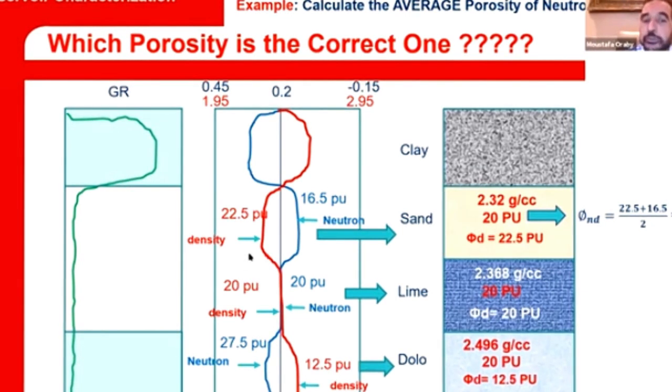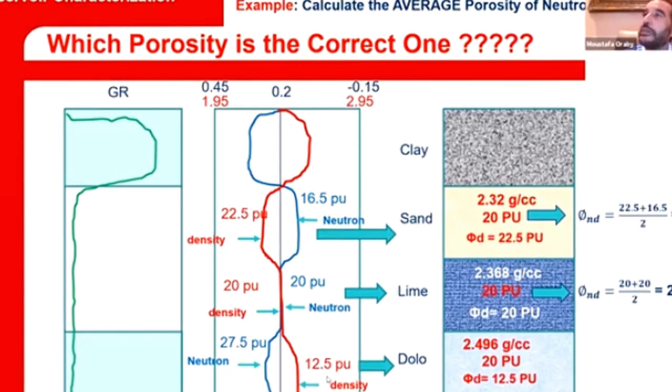Let's just do that for the limestone. 20 plus 20 is 40. Divide by 2 gives you 20. So it's exactly 20. How about the dolomite? 27.5 plus 12.5 gives you another 40. If you divide by 2, it gives you 20. So regardless of whether it's limestone, sandstone, or dolomite, the average porosity is the right porosity. That's why the API said, guys, don't worry about it.